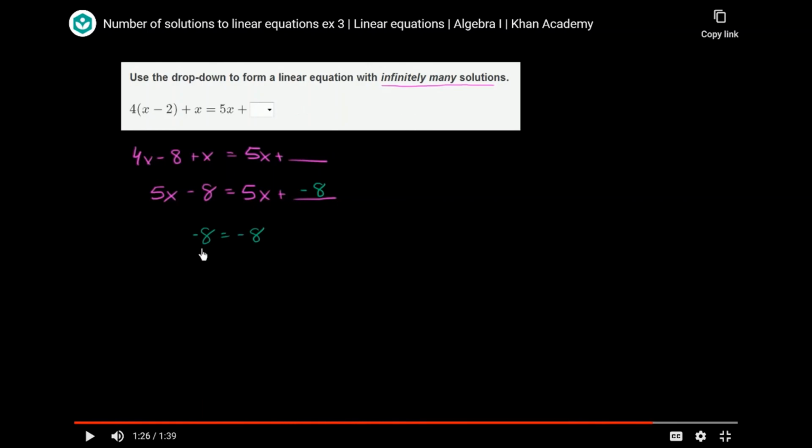Now, some of you guys are probably wondering, well, where in the world is he getting the 5x from? Well, you see, we got like terms. We got 4x and then we got x. So he combined those together, which gets me 5x. So you got 5x minus 8 equals 5x plus -8. And then there you go from there. So this is an infinitely many solutions.